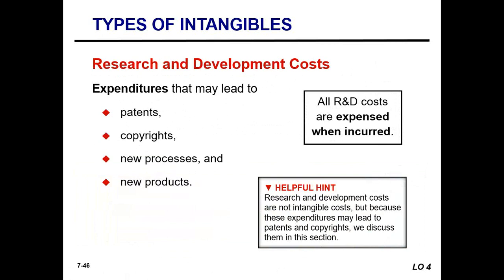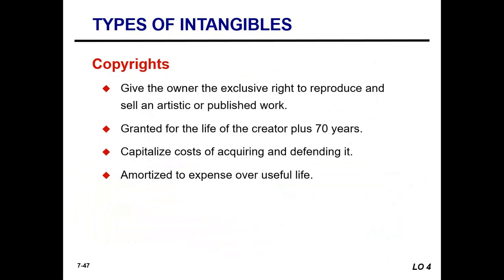R&D, as I said, these are expensed when incurred. They often do not lead to a patent or anything else, copyrights, processes. So they're always expensed when incurred. Copyright gives the owner the exclusive right to reproduce or sell artistic or published work, and is granted for the life of the creator plus 70 years. Capitalize the cost of acquiring and defending, and amortize to expense over its useful life.